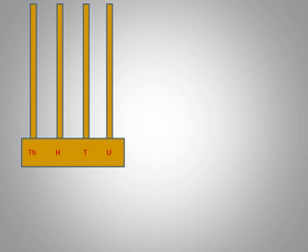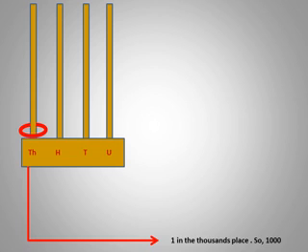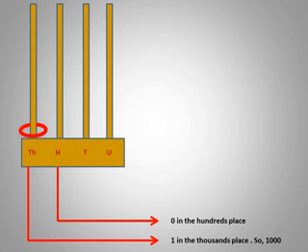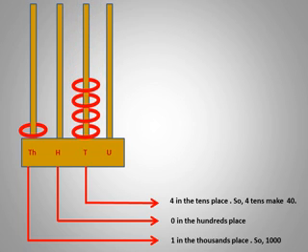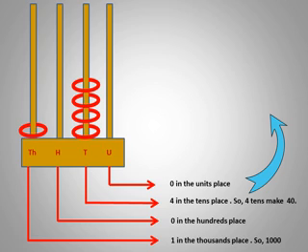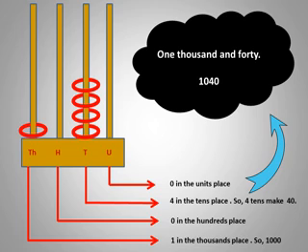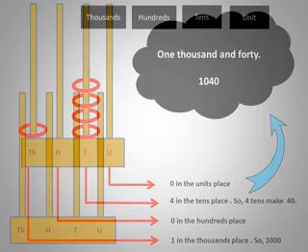Let's look at the abacus now. In this abacus, we have rings instead of balls. So in the 1000 spike, we have 1 ring, that means 1000. In the hundreds, we have none, so we write 0. In the tens spike, we have 4 rings, so we write 4, which means 40. And in the unit spike, we have none, so we write 0. So when we write the number, we read it as 1040.